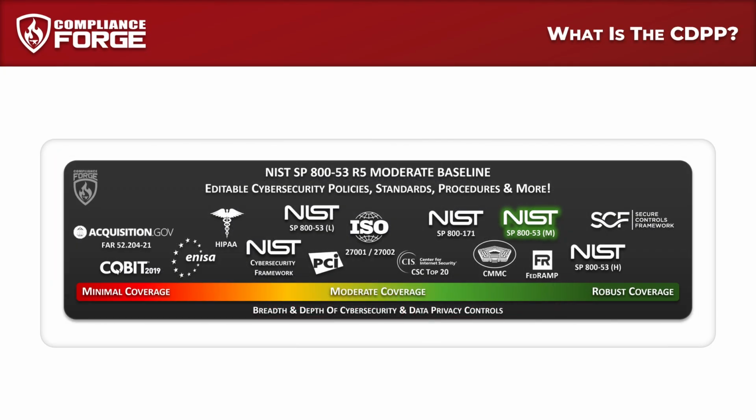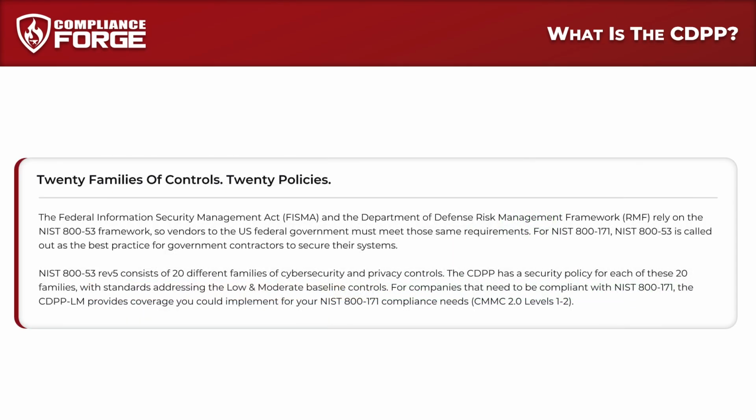So what exactly is the NIST 853 moderate baseline version of the CDPP? As a visual, here is where the NIST 853 moderate baseline sits on the spectrum of cybersecurity frameworks. It is on the more robust side of the spectrum, based on the topics it covers. Some context on why NIST 853 matters.